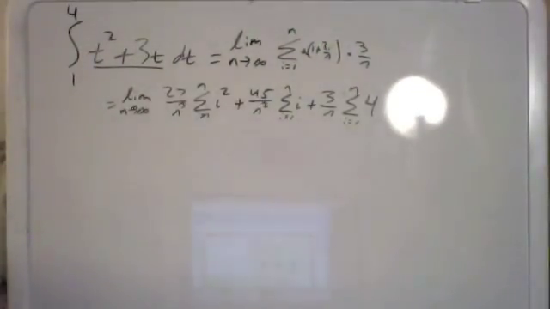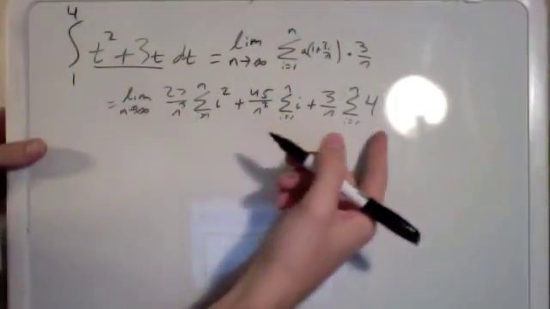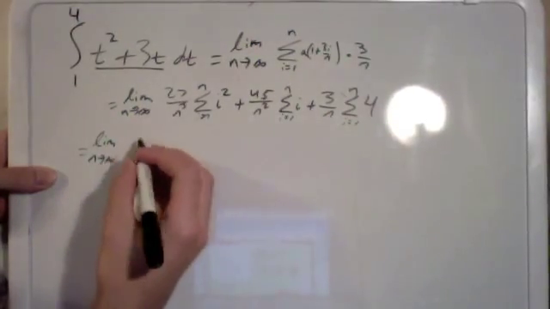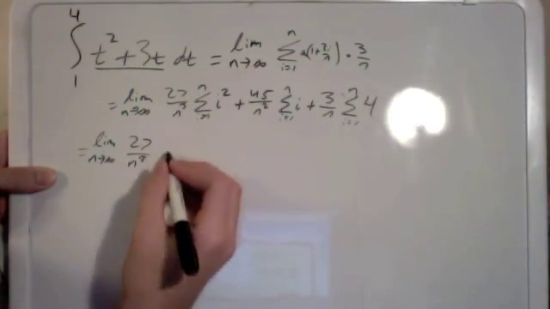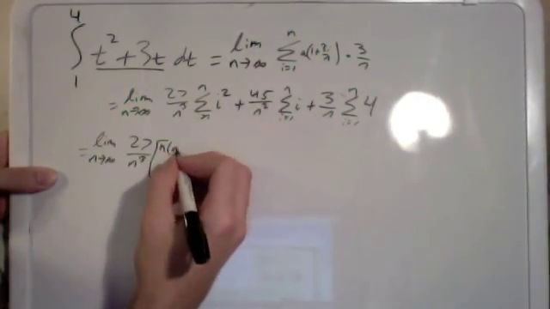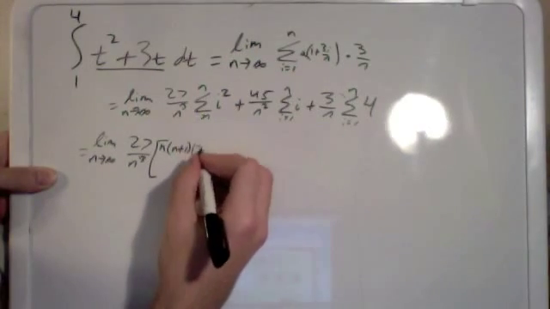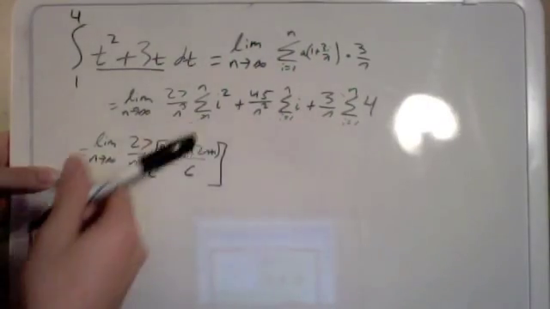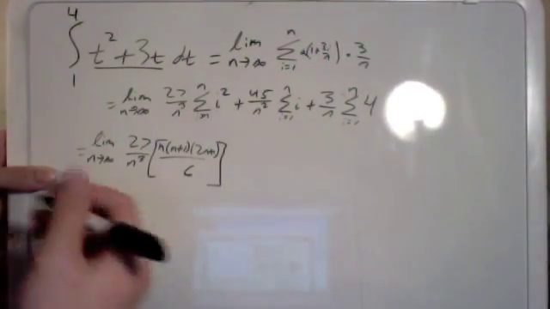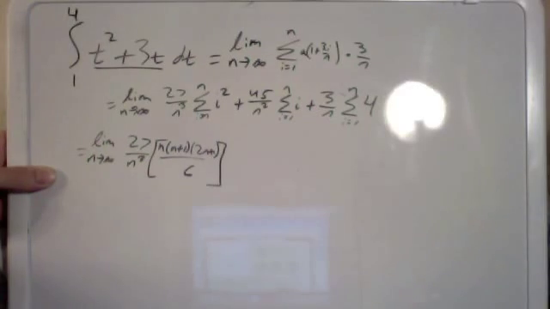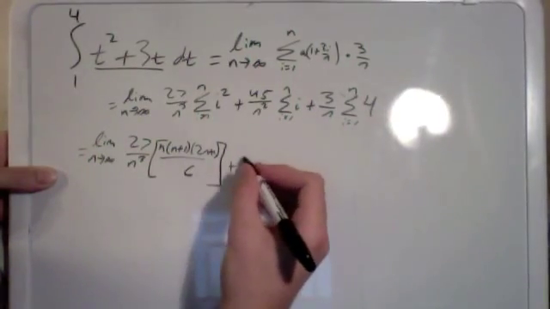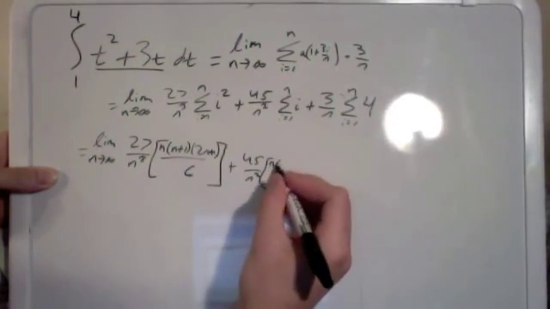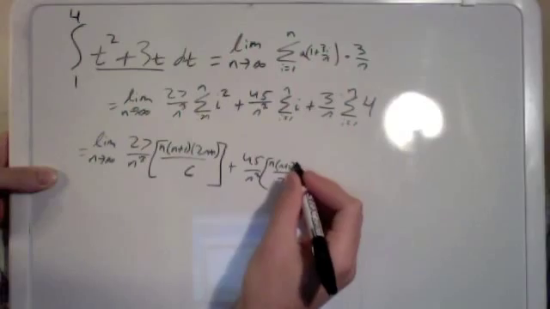Alright, so this is the last step we just had. Now we're plugging in these values. It's going to be the limit as n approaches infinity, 27 over n cubed times n plus 1 times 2n plus 1 over 6. And again, that's something that's just a normal value. That's always going to be the same. Next is plus 45 over n squared times n plus 1 over 2.